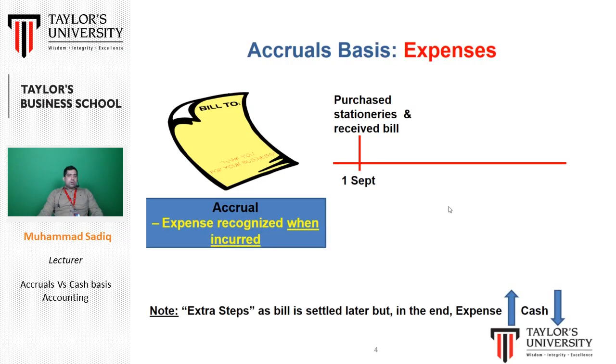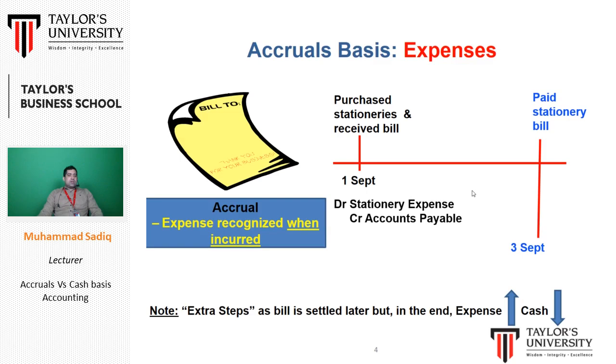Now let's take an example of accrual basis expenses. On 1st September, we purchased stationery and received the bill on 1st of September, but we only paid the stationery bill on 3rd of September. Under accrual basis, it doesn't matter that you paid on 3rd September; since you purchased and received a bill on 1st September, you have to record your expenses on 1st of September. So you will debit your stationery expense and credit your accounts payable.